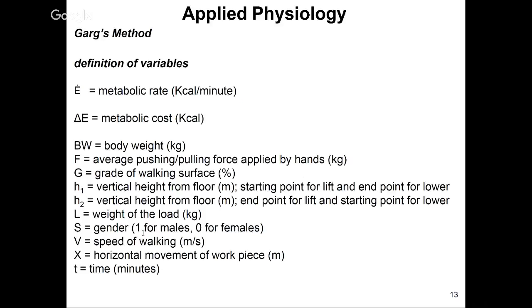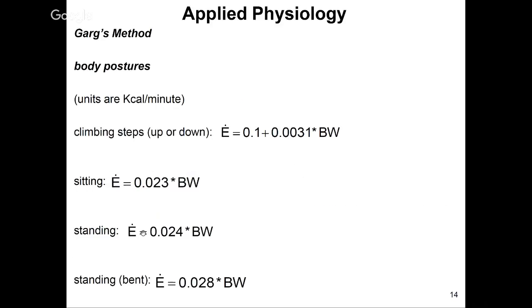X, think of that as a point in space. So it's the horizontal movement of the workpiece. So are you walking, and this is all in metric. Is it like 10 meters away, 2 meters away? How far are you moving? And then T is the time. So we're going to look at each of the equations for each of the tasks. And if you have a task that is not covered in one of these, then pick a different task.